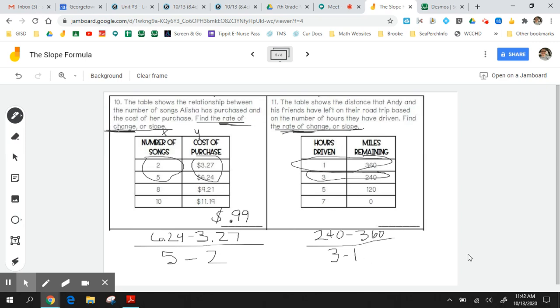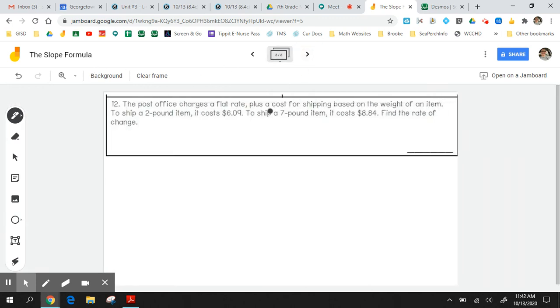All right, so if you type it into your calculator or into Desmos, you should get -60. But you could label this with miles. -60. So it's going down 60 every time. Let's say that in 1 hour, it goes down 60. If we're being reasonable about what it means.